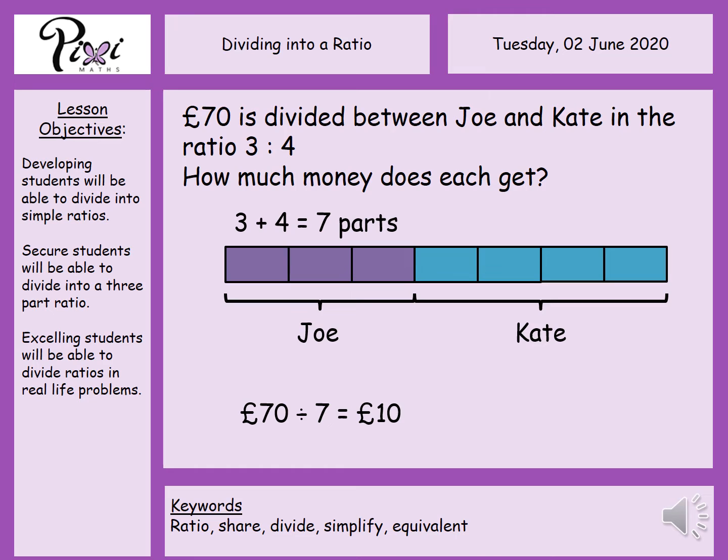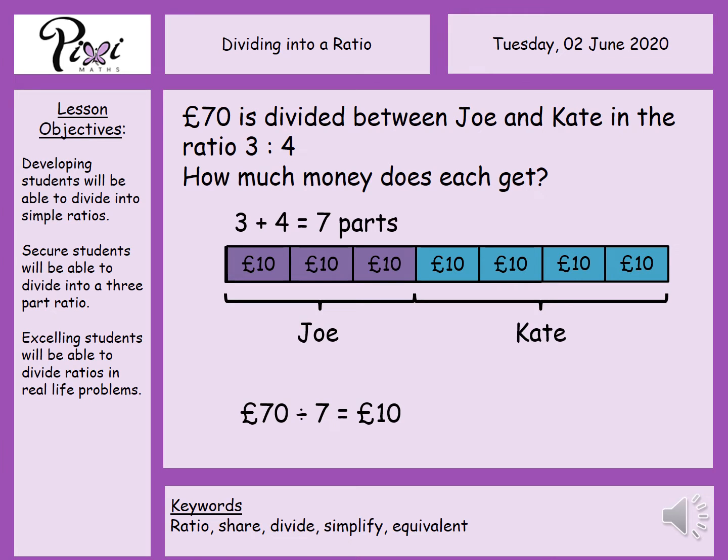So what we need to do now is work out how much one part is worth. If we've got 7 parts we're splitting into, and we have £70 in total, to work out how much one part is worth, we're going to divide 70 by 7. And that tells us that each part is worth £10. And we're going to draw that on our diagram now. So we've got Joe getting 3 lots of £10 and Kate getting 4 lots of £10.